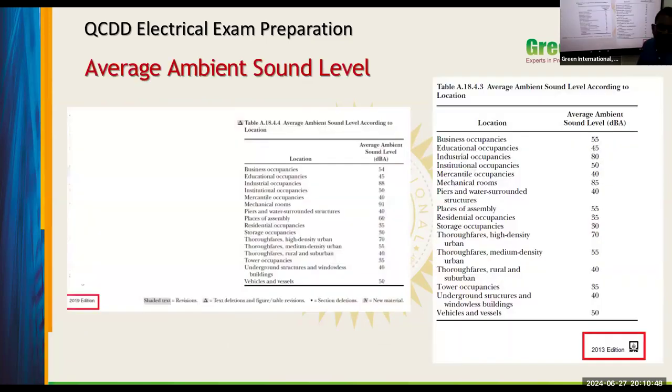So for most of the questions, we need to refer to this table. Note that it is the 2019 edition versus the 2013 edition. And the first one, business occupancy, is 55. So here, business occupancy is 54.